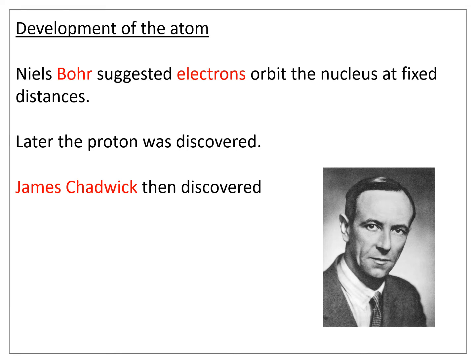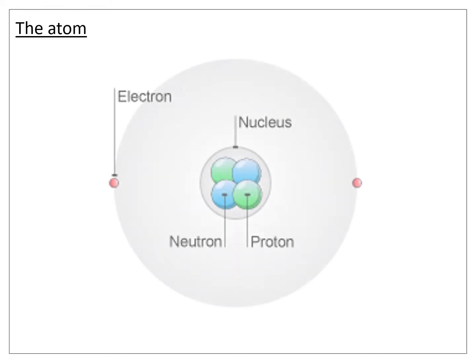The proton was discovered by James Chadwick, and this is one of those names you just need to remember. James Chadwick discovered the proton. The neutron: James Chadwick discovered the neutron, and that was 20 years later. So if you asked who discovered the neutron, it was James Chadwick.